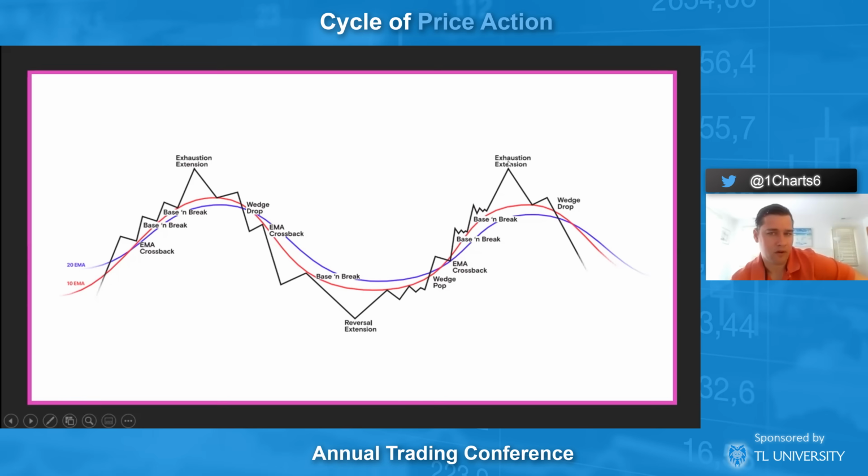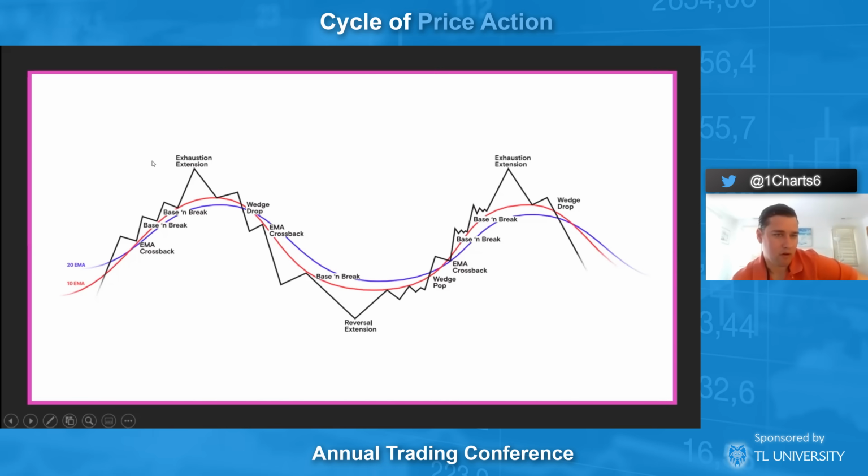and you'll have what I call an exhaustion extension, which is essentially the opposite of a reversal extension. But rather than fear taking over the tape, you start to see euphoria. You'll start to see people chase the market up. People start to get really excited about how much money they're making, etc. And when you get extended to the upside, that's often a time to sell into strength. You don't always know that this is going to be the top. The confirmation of that is the ensuing wedge drop.